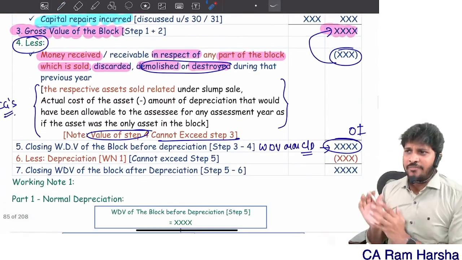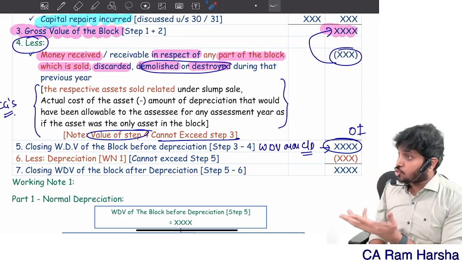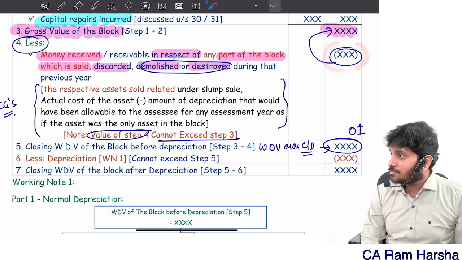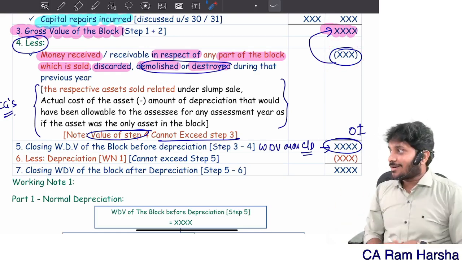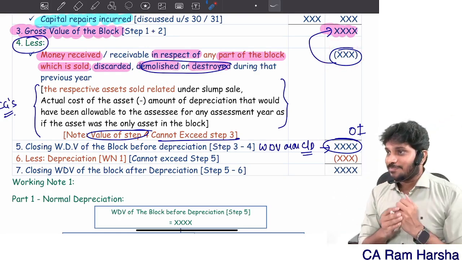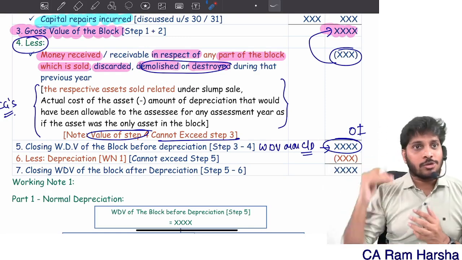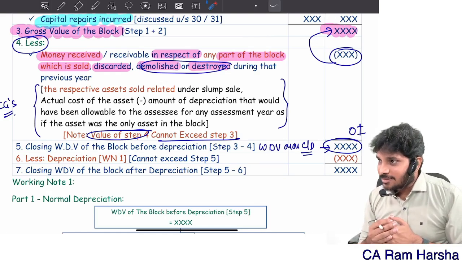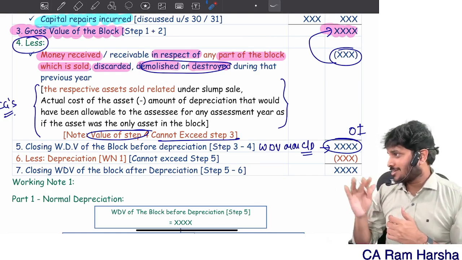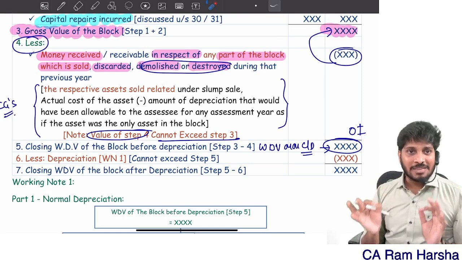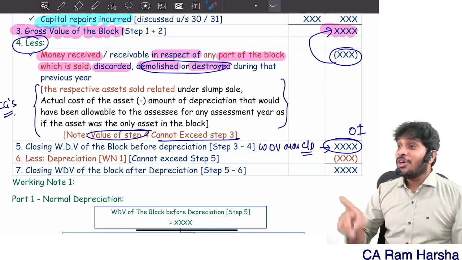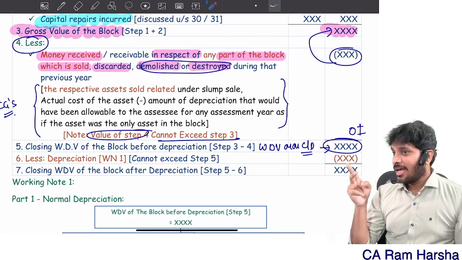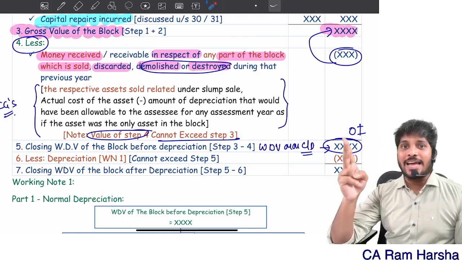From that, have you sold any asset in this block? Yes sir, I sold some three or four assets. Okay, reduce that value. Now here I have one point. Sir, all the assets were sold. Will you get depreciation on that block for that year? You don't get. Simply, in income tax, under the block of asset approach, you can calculate depreciation only if two conditions are satisfied.